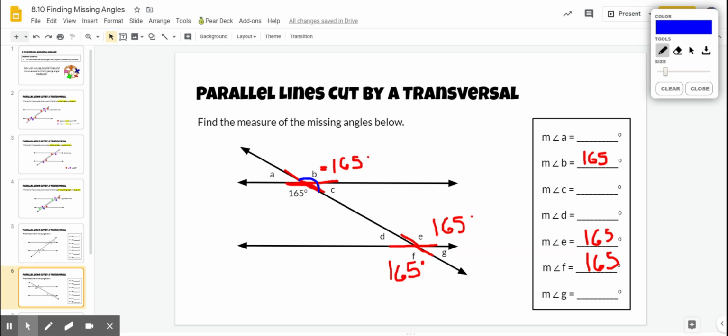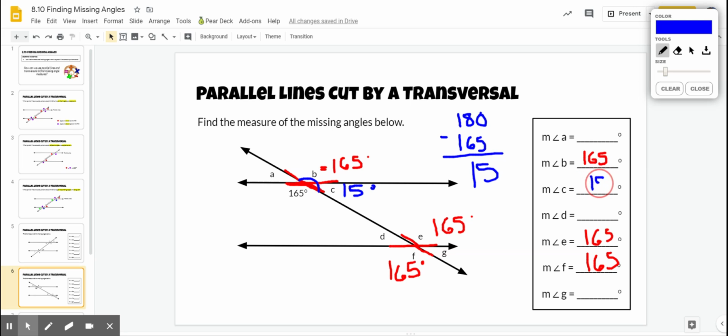If angle B and C are supplementary, that means that they add up to 180 degrees. And I already know that one of those angles is 165 degrees. So go ahead and see if you could figure out what would be the measure of angle C. So when I go ahead and subtract 180 minus 165, I'm left with 15, which means that angle C would measure 15 degrees.